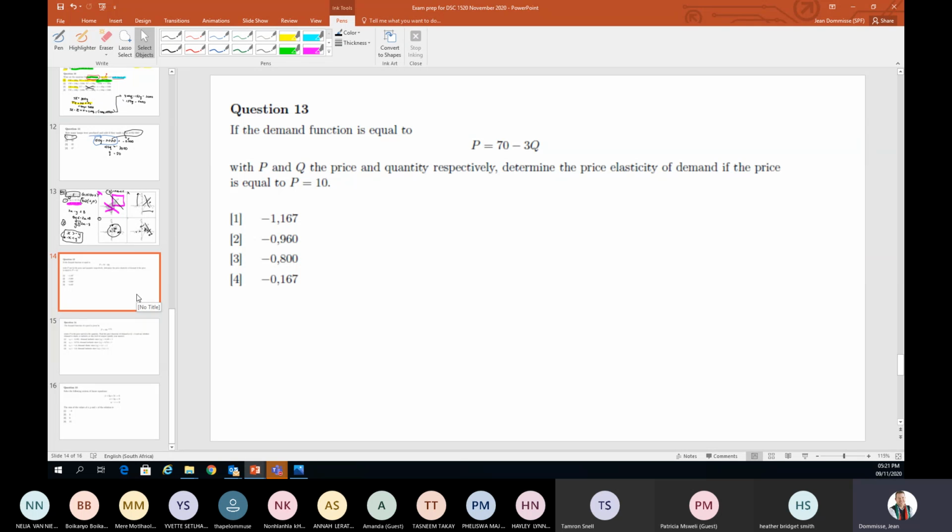Okay, so now they're asking us: if a demand function is equal to that, with P and Q the price and quantity respectively, determine the price elasticity of demand if the price is equal to 10.